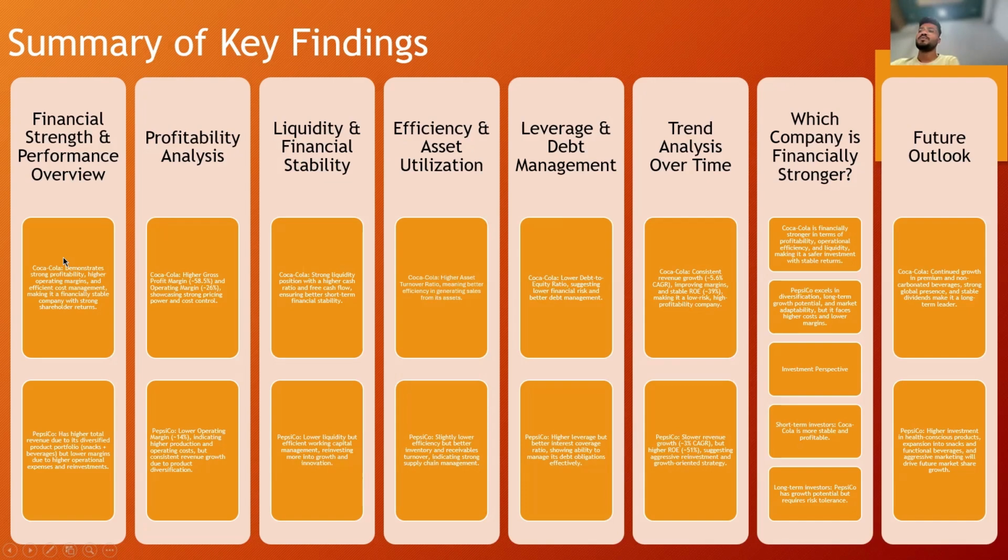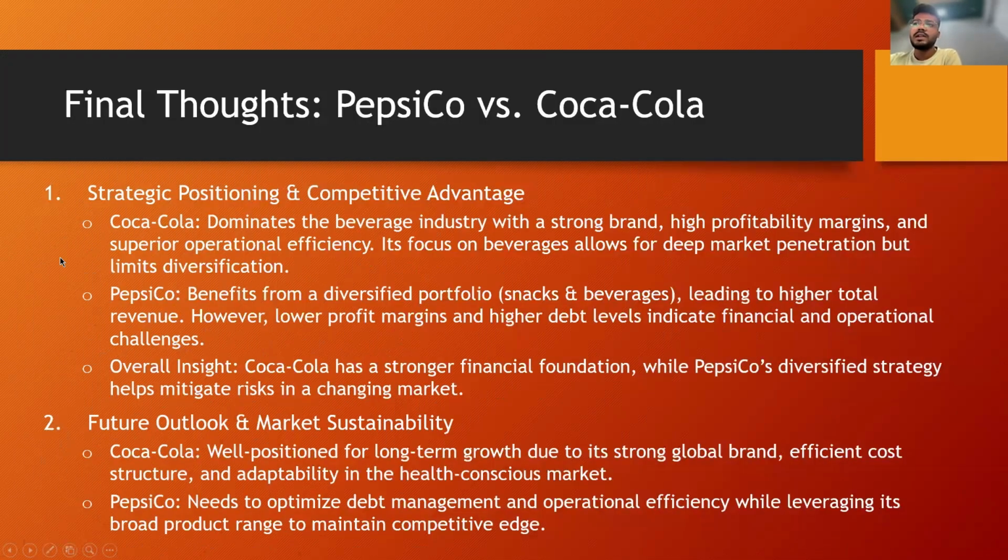Future outlook: for Coca-Cola, continued growth in premium and non-carbonated beverages, strong global presence, and stable dividends make it a long-term leader. For PepsiCo, higher investment in health-conscious products, expansion into snacks and functional beverages, and aggressive marketing will drive future market share growth. Can we move to the next slide?